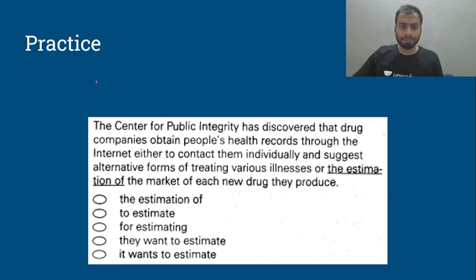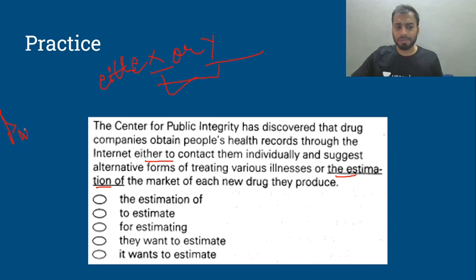I'll give you a hint. Either X or Y. This is the correlative we are using in the sentence. X and Y, they have to be parallel. They have to be uniform in their construction. Look at either to contact them or the estimation of. Right? This is a parallelism question.